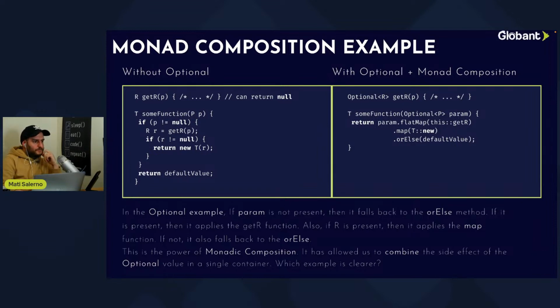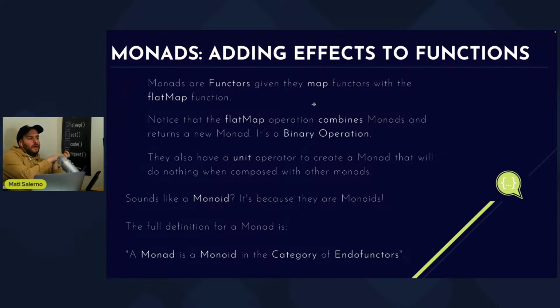All right. So monads are functors as well. So we're using the map function. We said that monads are functors as well, and these functors are combining side effects together. And so notice that the flat map operation combines monads and returns a new monad. It's a binary operation basically, right? So we're combining these monads into a single one. And we can do this as much as we want. So we could do another flat map and another flat map. The flat map is a binary operation of monads. And we also have the unit to create the monad.